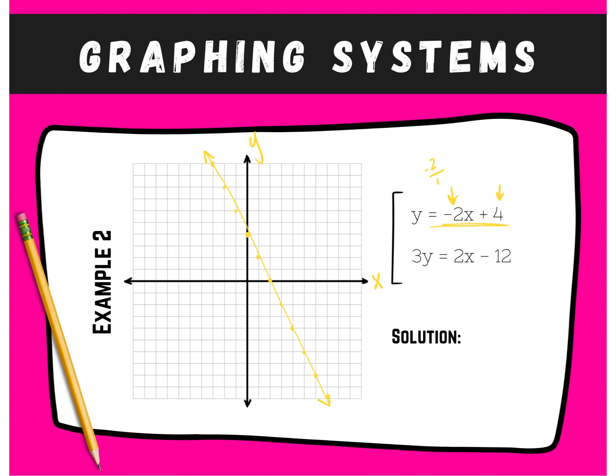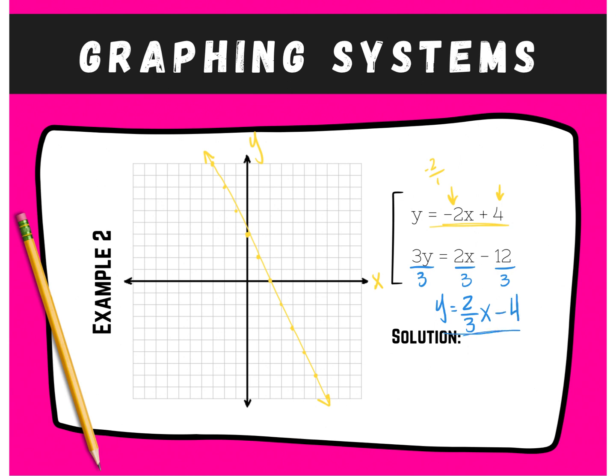So in order to graph this, I'm going to get rid of that 3 by dividing it. When you divide in an equation, you do it to all locations, you divide it on every single term of that equation. Now, 3y divided by 3 is just y. 2 divided by 3 is a decimal, so I'm going to leave that as 2/3, the fraction. And then 12 divided by 3 is 4.